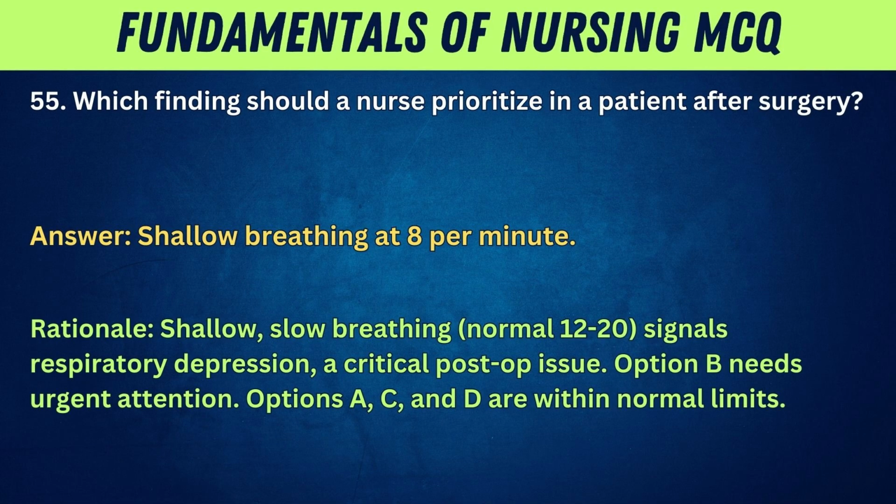Answer. Shallow breathing at 8 per minute. Rationale. Shallow, slow breathing, normal 12 to 20, signals respiratory depression, a critical post-op issue. Option B needs urgent attention. Options A, C, and D are within normal limits.